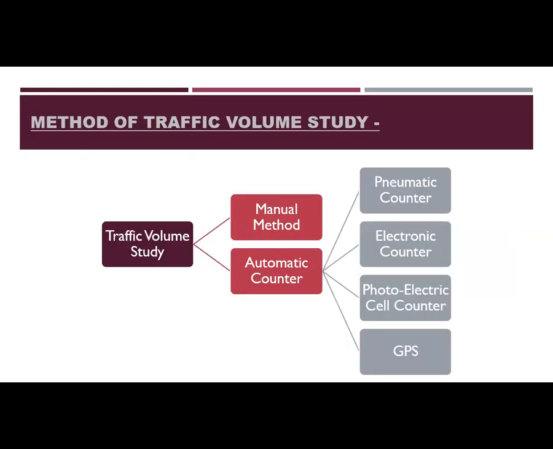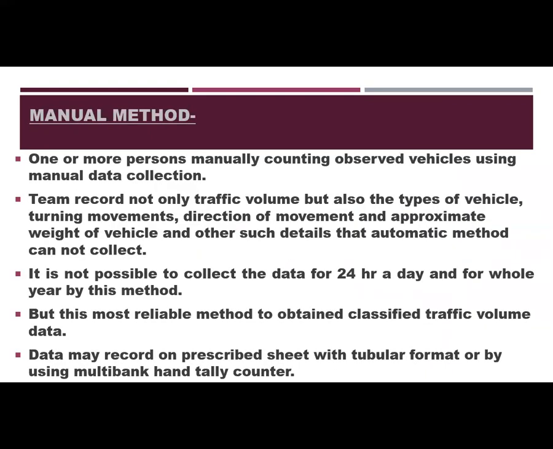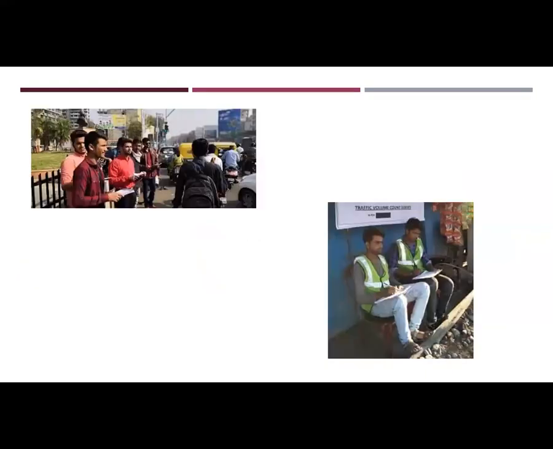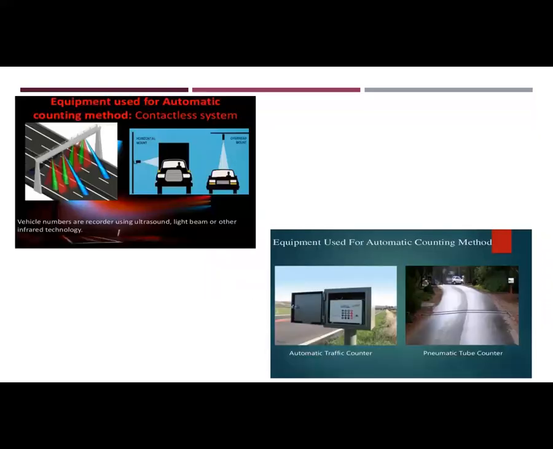Automatic methods use many parts like GPS, photoelectric cell, electronic counter, pneumatic counter, etc. In manual methods, volunteers stand beside the road and actually count the vehicles which cross the section for a particular hour. There are some advantages and disadvantages of both methods, which we discussed in the last lecture.